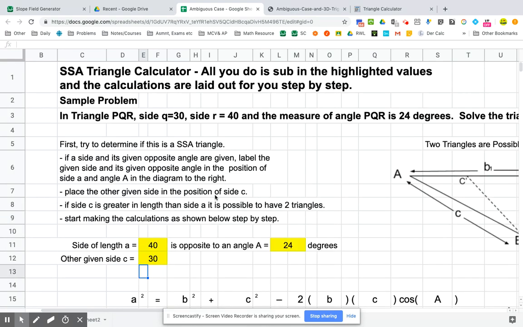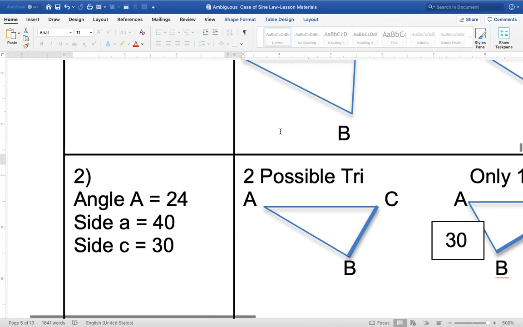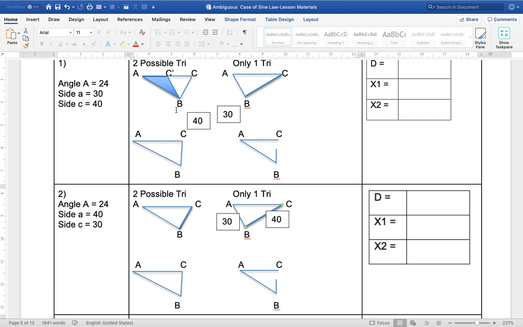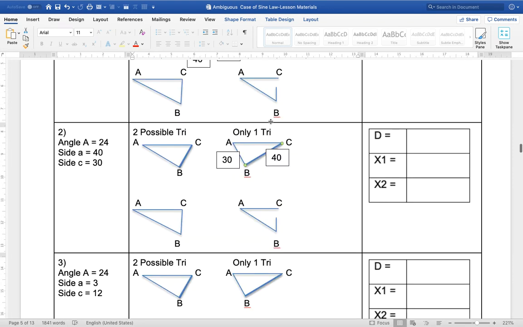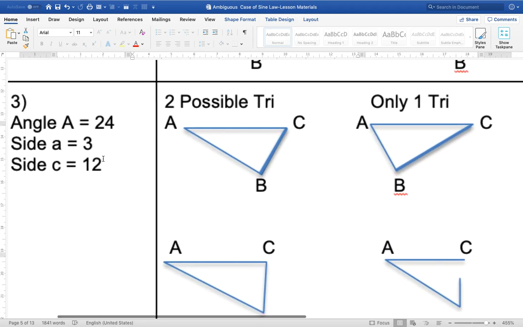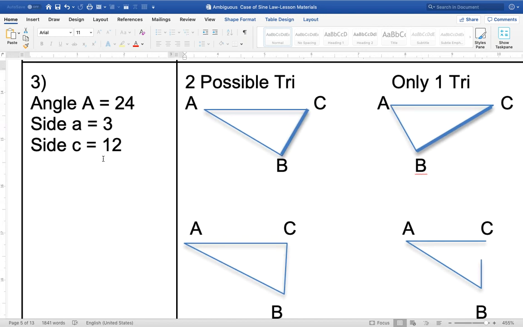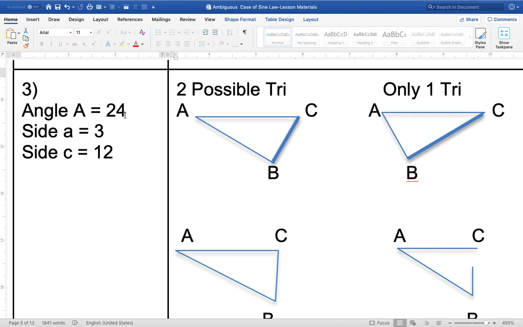What I want to do again is go back here and look at another triangle. The first triangle had two solutions. The second triangle had one solution. It looked like this. The discriminant was still positive. Now, this third solution, there's something interesting here. If we think about this, what I want you to look at is, I've got side A is only 3. Side C is 12.